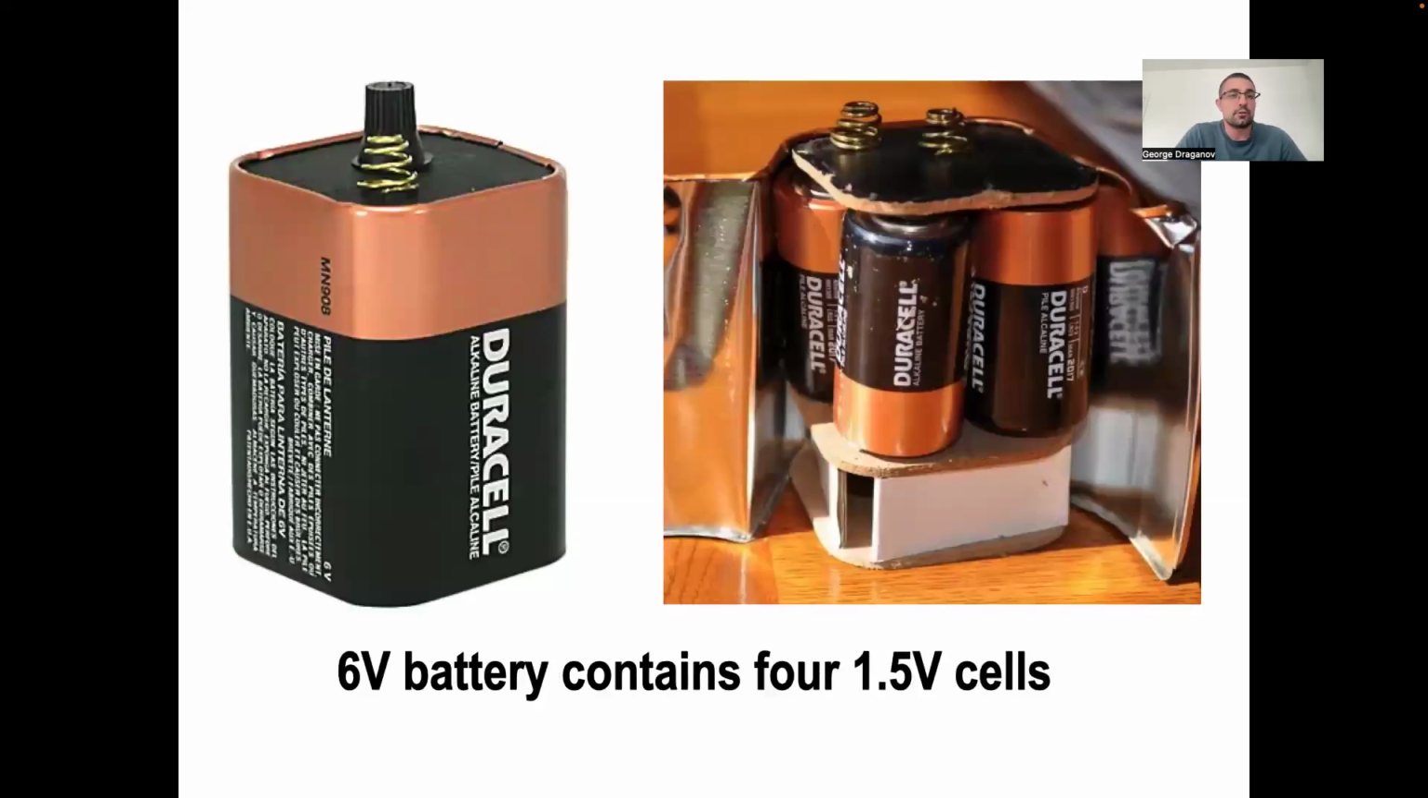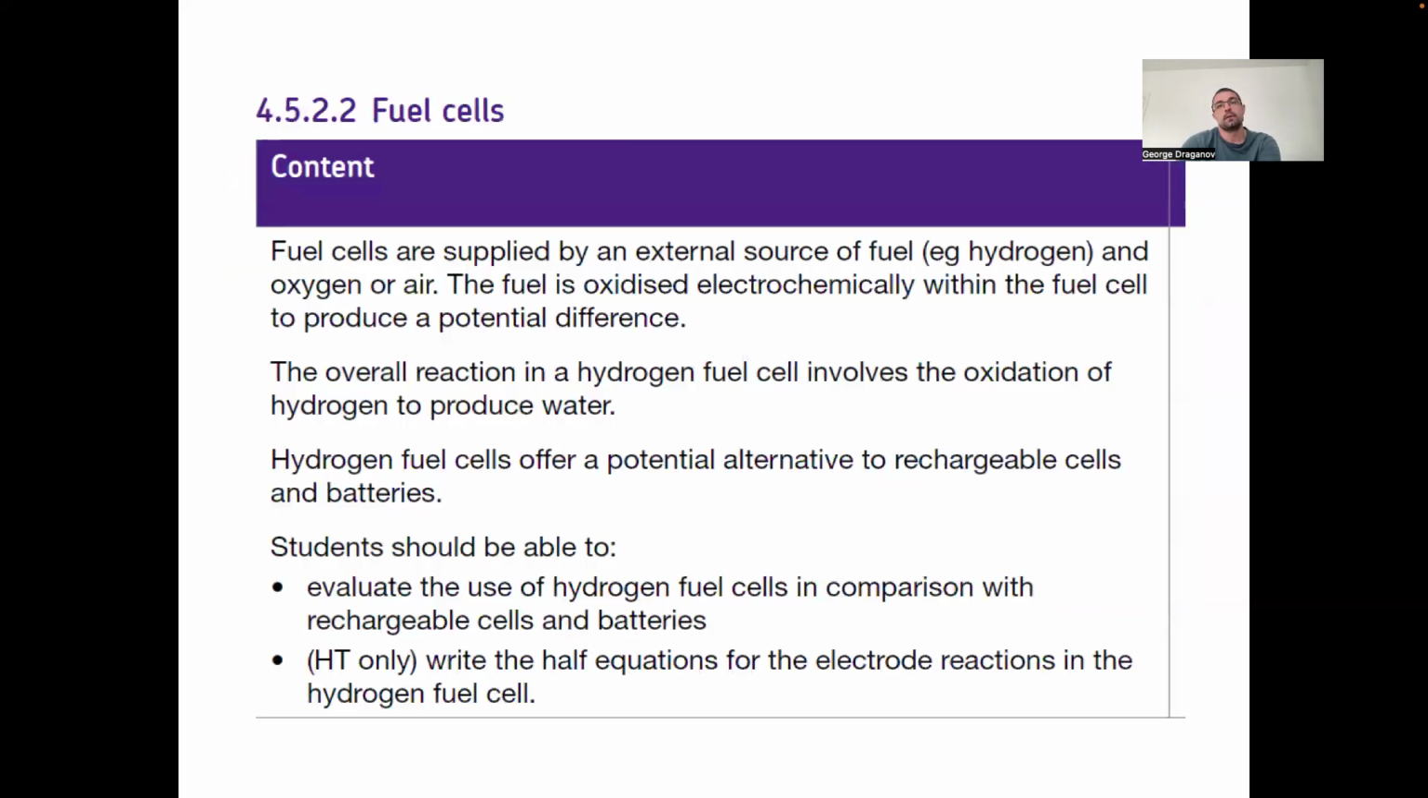An example here is a 6-volt battery. This one is non-rechargeable, and it contains 4 cells of 1.5 volts. That's all you need to know on batteries and cells. That's it. Okay, so know the factors that affect the voltage and know the definitions of rechargeable and non-rechargeable.